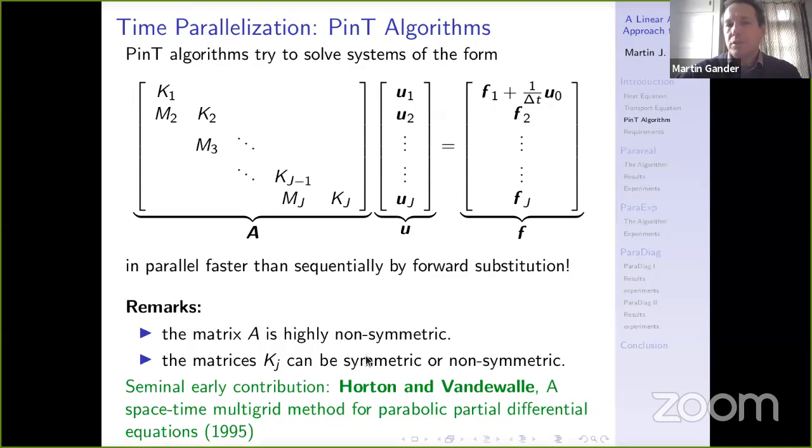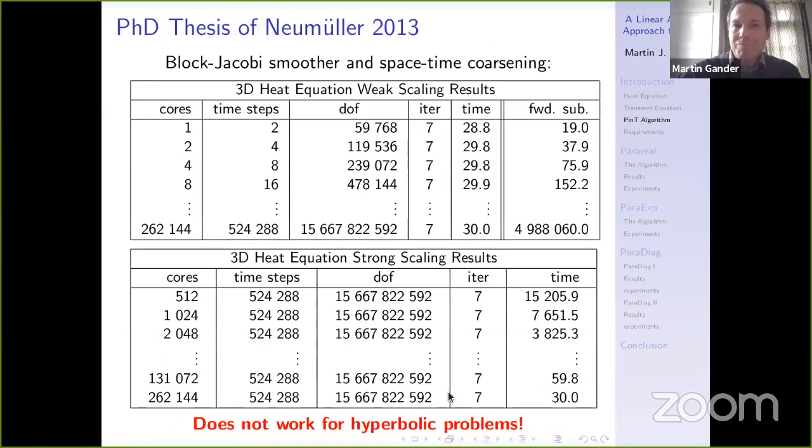The problems they studied are parabolic equations, so it's like my first model problem, the heat equation, not the transport equation. Then in the PhD thesis of Martin Neumüller in 2013, he developed an algorithm that only uses standard components. And at the beginning, it seemed to Stefan Vandewalle that's not possible because he had studied this problem.